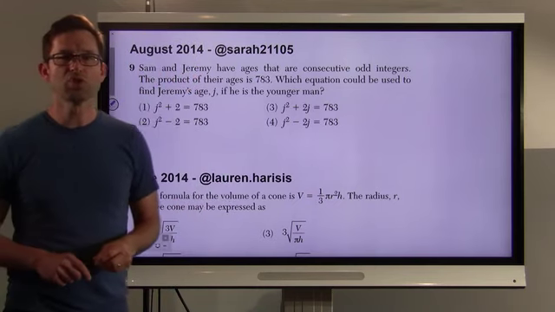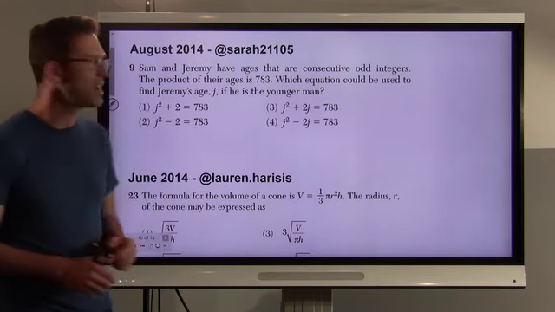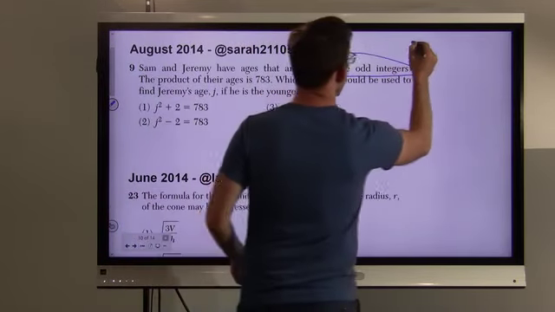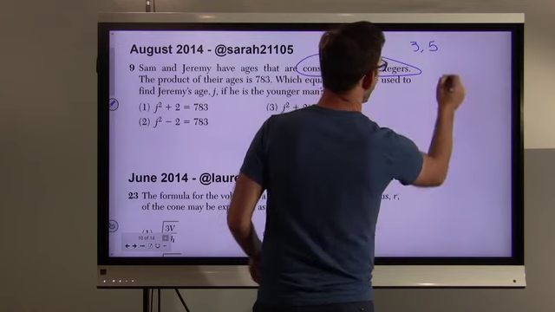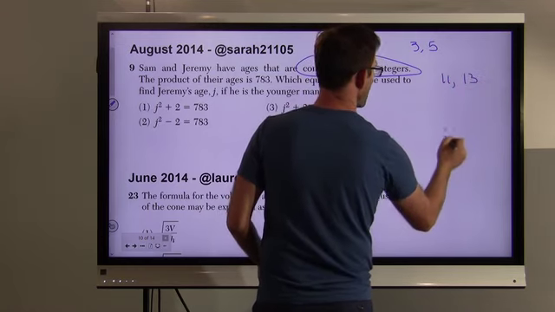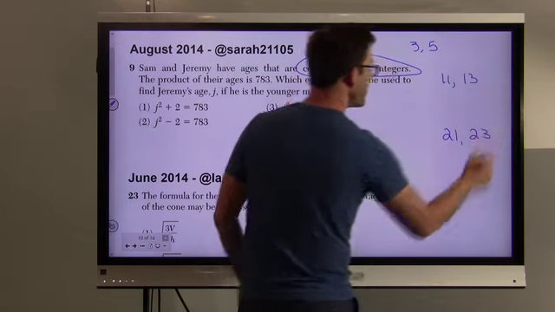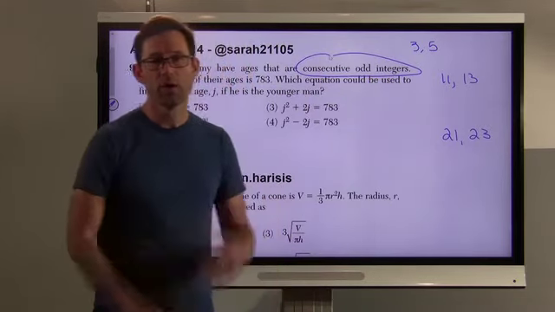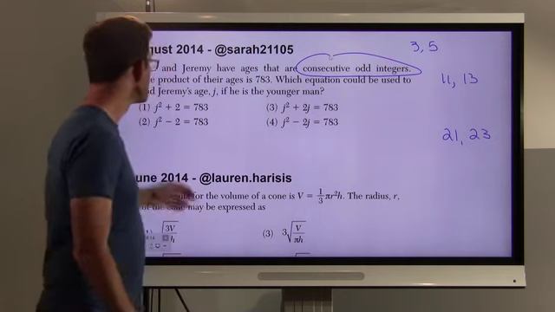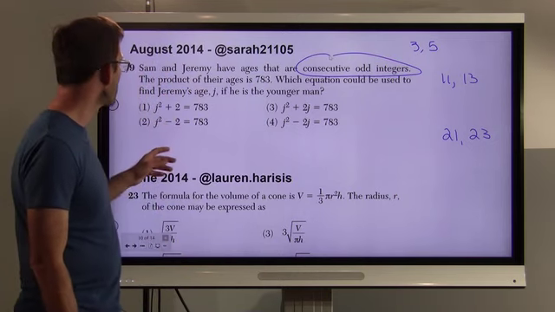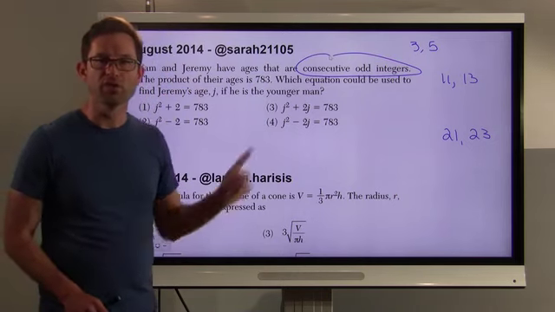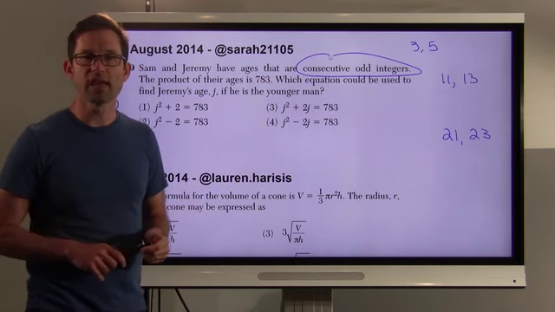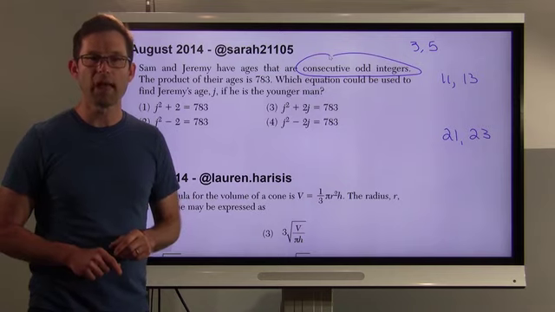Let's take a look. Sam and Jeremy have ages that are consecutive odd integers. Consecutive odd integers. Things like 3 and 5, or 11 and 13, or 21 and 23. Those are consecutive odd integers. One after another, consecutive, and I hope you know what an odd integer is. Anyway, so Sam and Jeremy have ages that are consecutive odd integers. The product of their ages is 783. Which equation could be used to find Jeremy's age if he is the younger man?